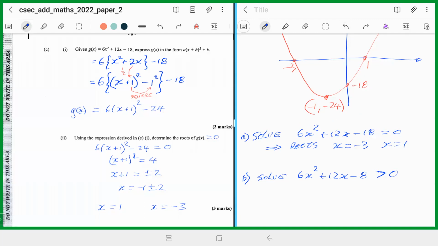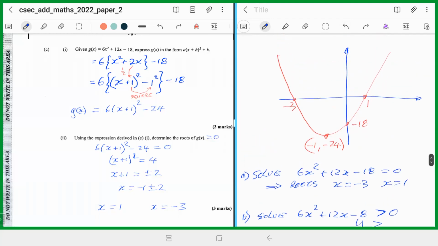If this one is asking you what x value will make my y value equal 0, then this one is asking you what x values will make my y value greater than 0. What are the x values that will make my y value greater than 0? Look at the graph and tell me.